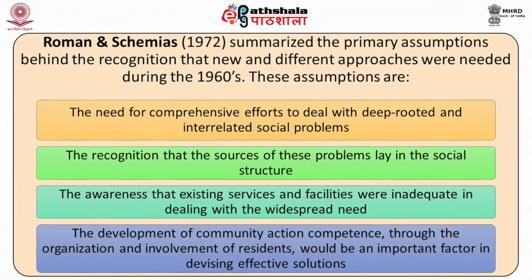Roman and Shinn in 1972 summarized the primary assumptions behind the recognition that new and different approaches were needed during the 1960s. I will tell you about these assumptions. Number one, the need for comprehensive efforts to deal with deep-rooted and interrelated social problems. Number two, the recognition that the sources of these problems lay in the social structure. Number three, the awareness that existing services and facilities were inadequate in dealing with widespread need. And fourthly, the development of community action competence through the organization and involvement of residents would be an important factor in devising effective solutions.